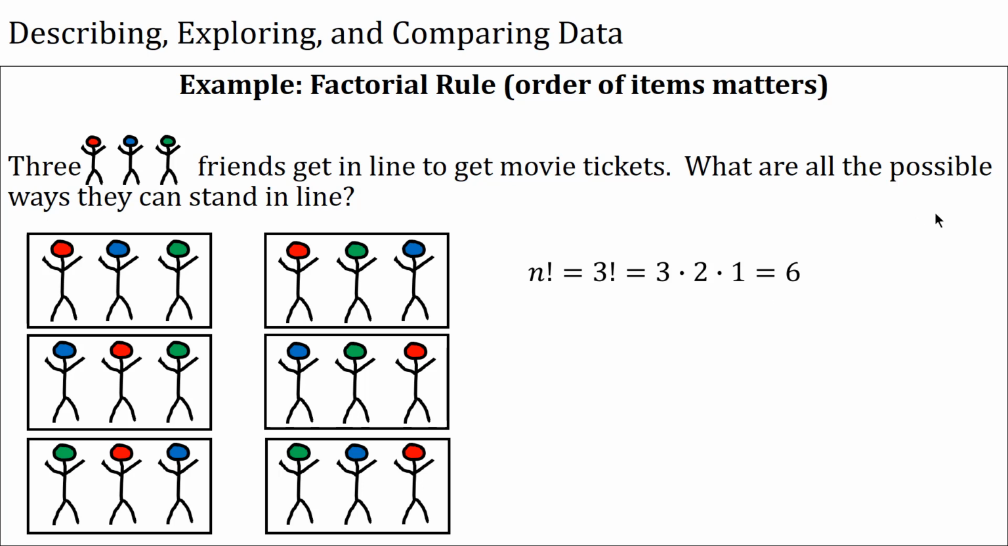Alright guys, that is the factorial rule, and the main takeaway from that is to remember what a factorial is, and that this applies whenever the order matters. So it's not just simply doing the multiplication counting rule, that you must do a factorial whenever the order of how they're being arranged matters.